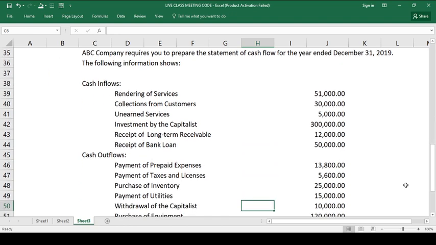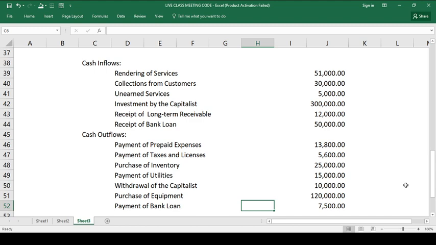For cash outflows or the cash disbursements, we have payment of prepaid expenses, 13,800, payment of taxes and licenses of 5,600, purchase of inventory of 25,000, payment of utilities of 15,000, withdrawal of the owner or the capitalist of 10,000, purchase of equipment for 120,000, and payment of bank loan of 7,500.